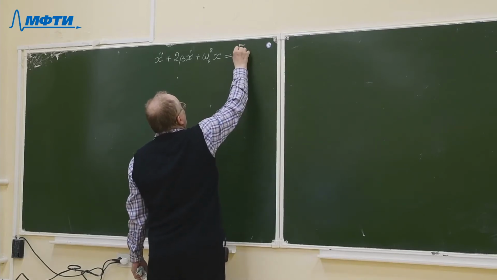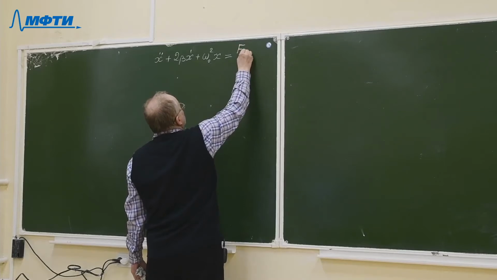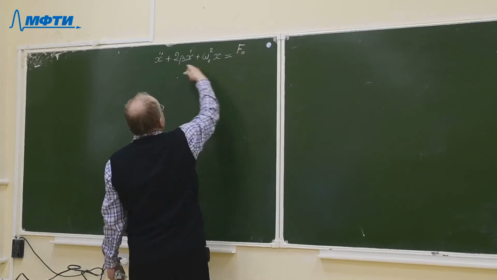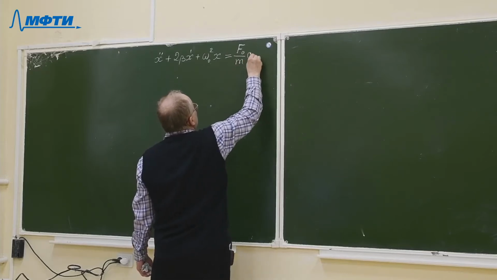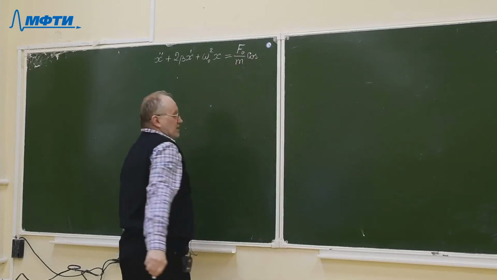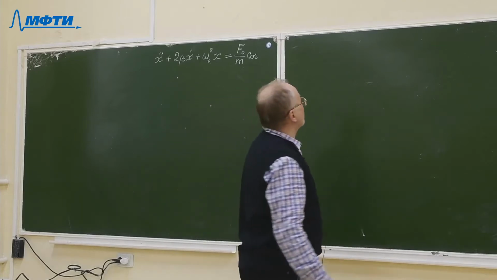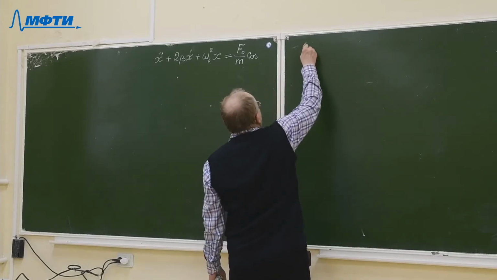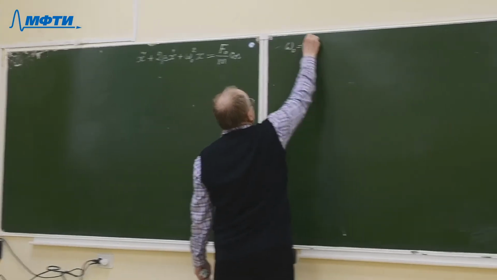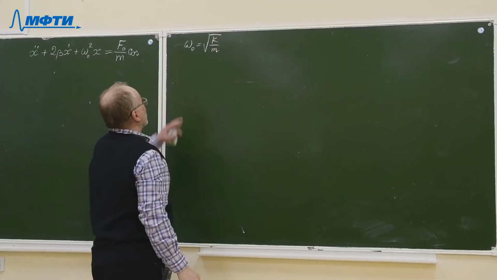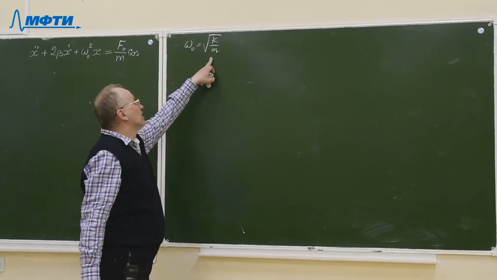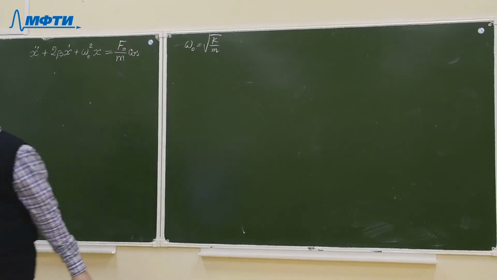Here will be the amplitude, the magnitude of the force, and as this equation was divided by m, so that will be divided by m, times cosine. And we already had several different omegas. We had omega 0, which is the own frequency of the oscillating pendulum, and I will write it for the example.